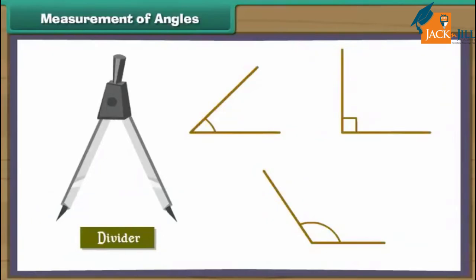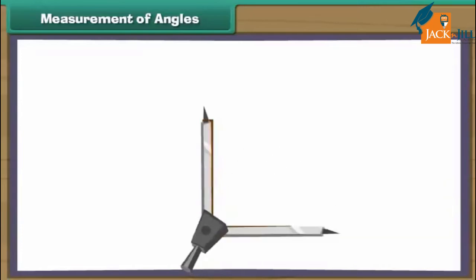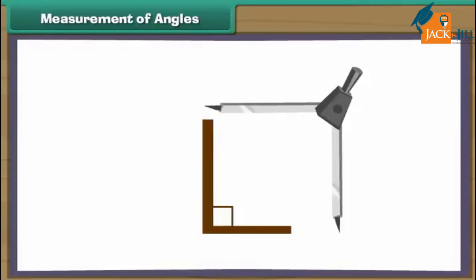Let us see how. Write letter L of the English alphabet. Place the divider on L and adjust it to coincide with L. Lift the divider up. The angle formed by it is a right angle.